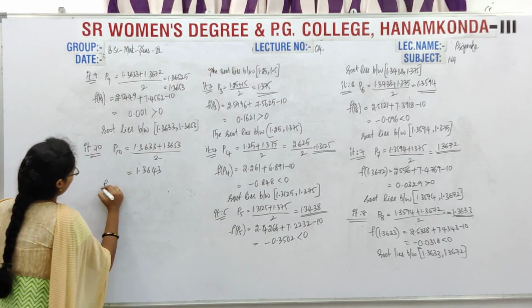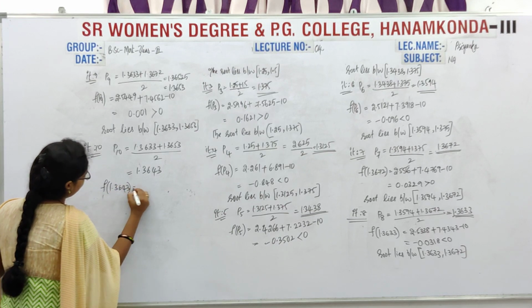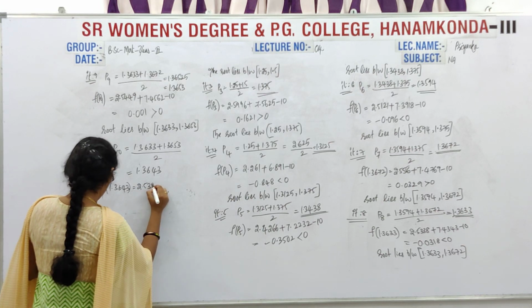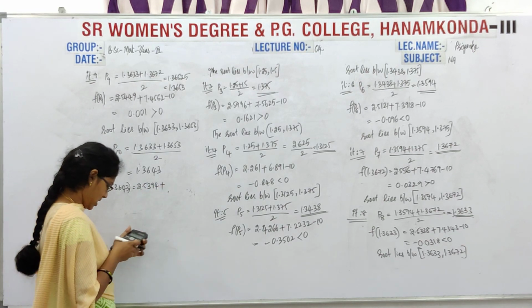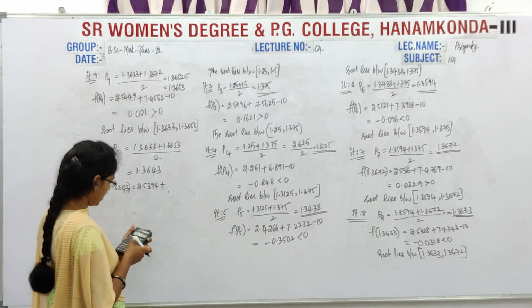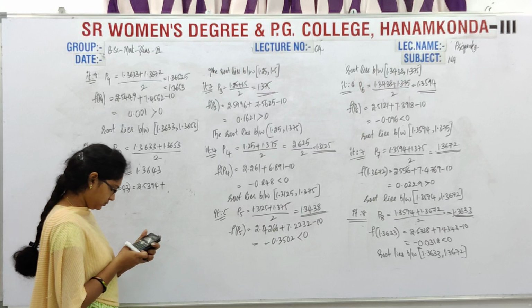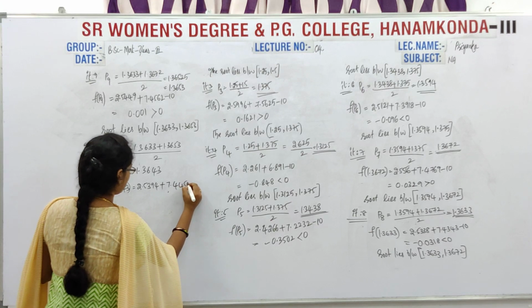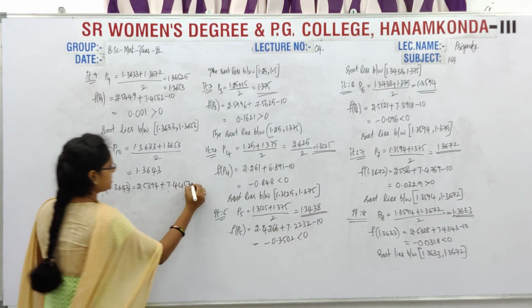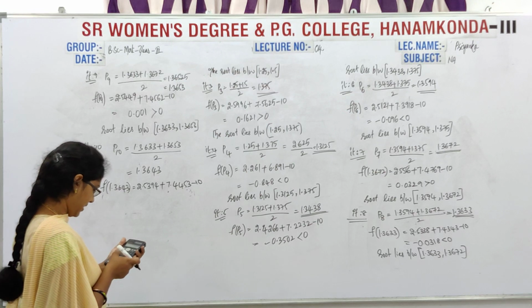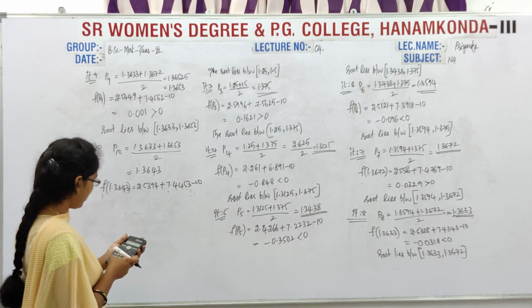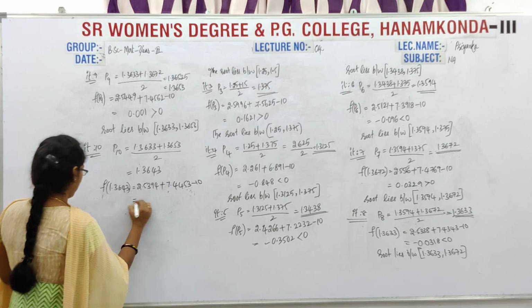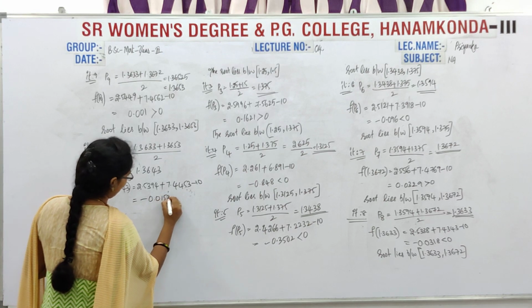So now f of 1.3643. Again we take the whole cube, that is 2.5394, plus 1.3643 whole square into 4, which is 7.4453, and next minus 10. Now 2.5394 plus 7.4453 minus 10. So it is a negative value, 0.0153, which is a negative value.